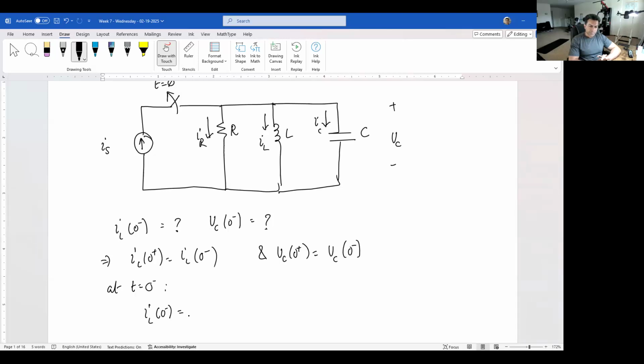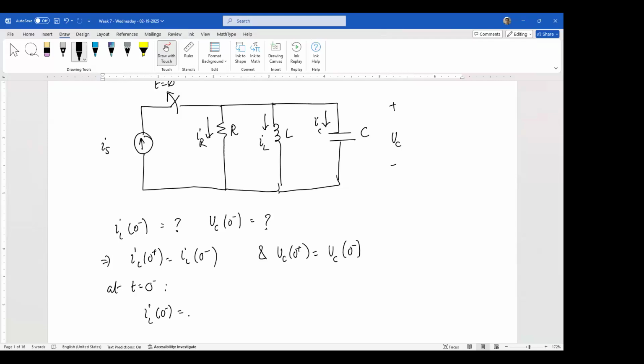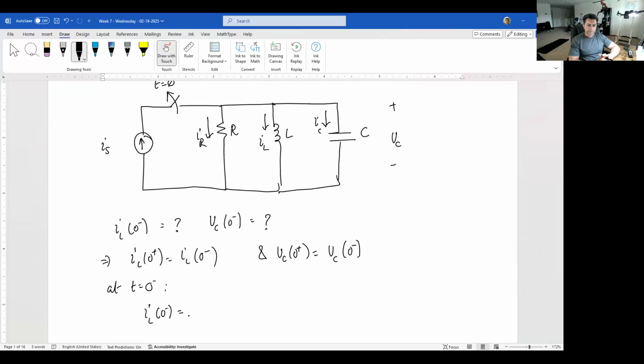Anyone else? What will be the value of the inductor current just before the switch opens up, assuming that the circuit is running for a very long time? Would it be the current that's also passing through the capacitor itself? No. Anyone else?